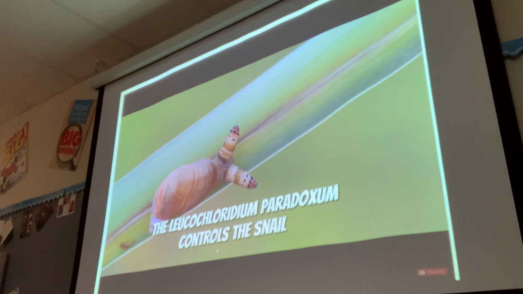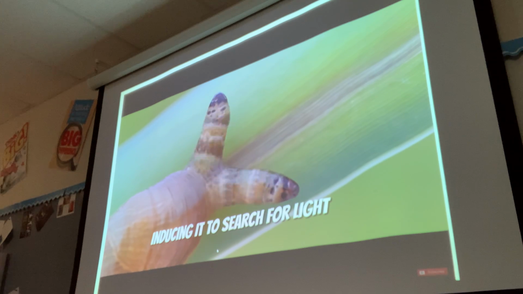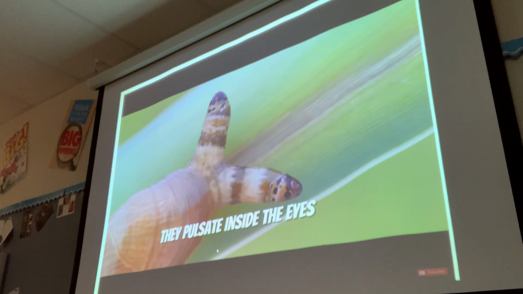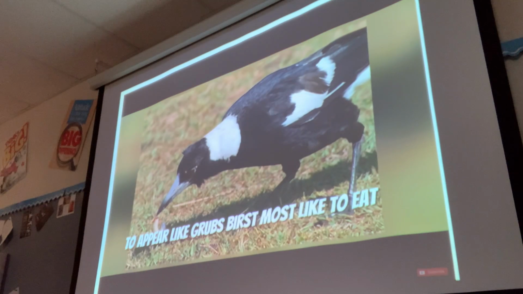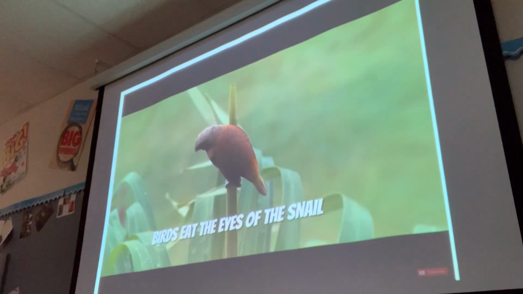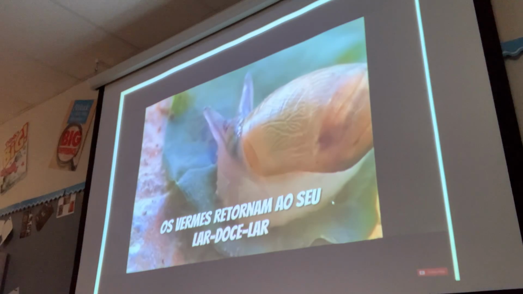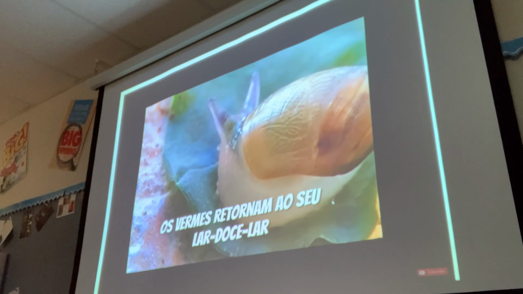In order to return to its avian host, the Leucochloridium paradoxum controls the snail, forcing it to expose itself at the top of the vegetation in search of light. They also pulsate inside its eyes, causing it to appear like the grubs the birds most like to eat. The birds are attracted and eat the eyes of the poor snail, taking the parasite back to its home sweet home.